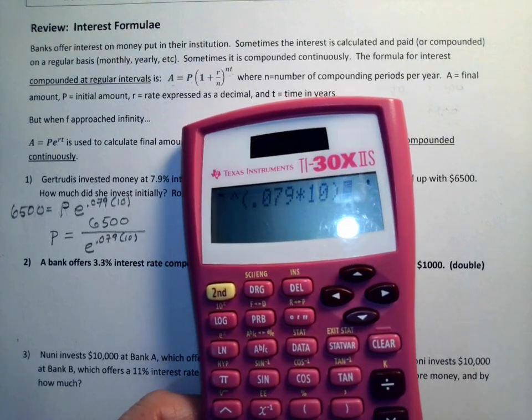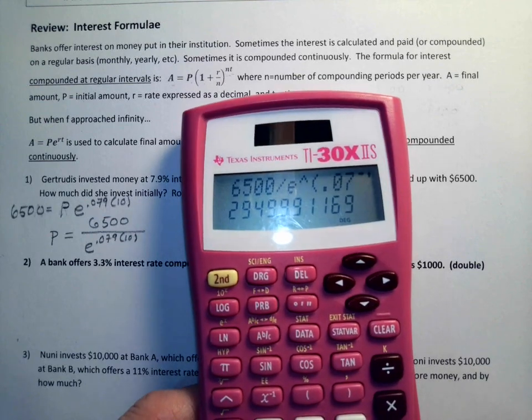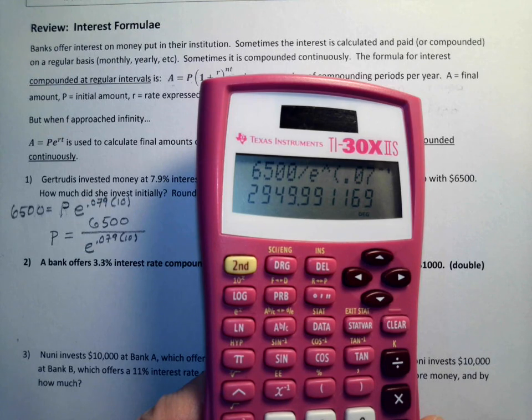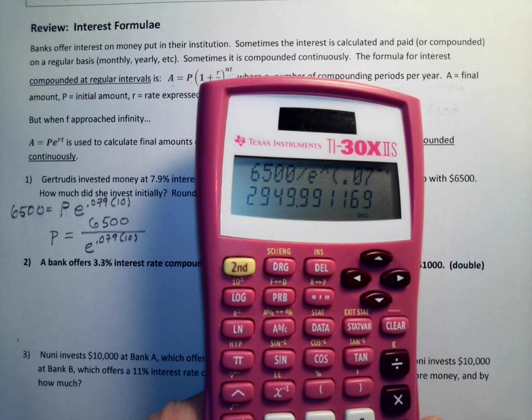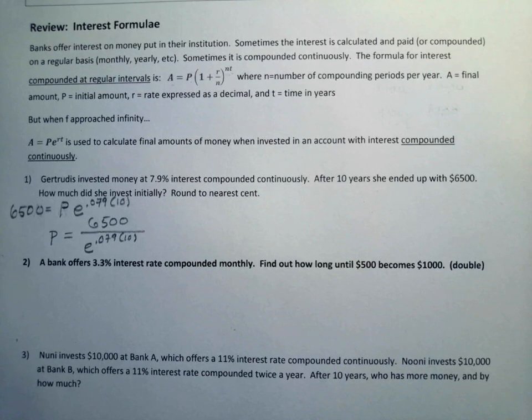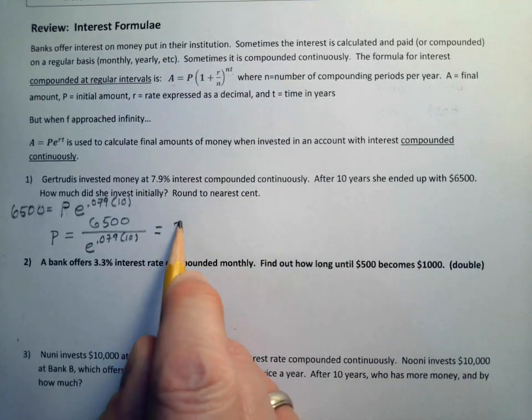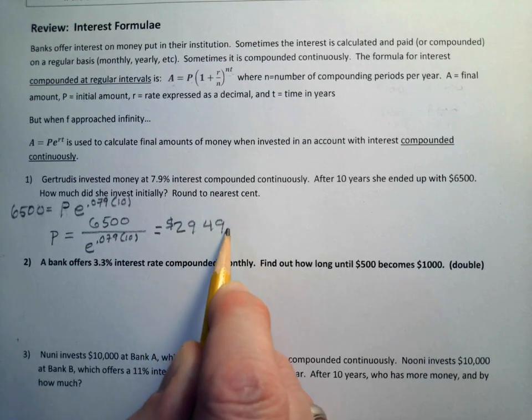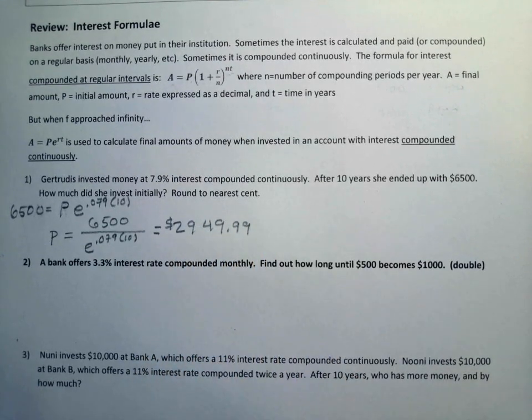Okay, and that gives us, she started with 2,900 and, well, to the nearest penny, nearest cent, that's $2,949.99. So almost $2,950. Okay, so that's $2,949.99. Okay.